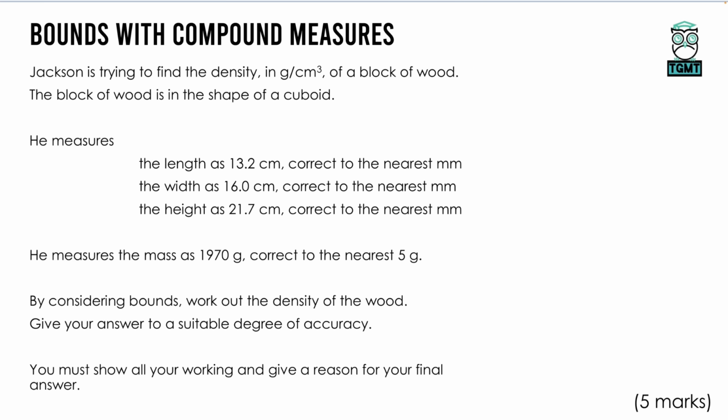So here it says we're trying to find the density of a block of wood, and the block of wood is in the shape of a cuboid. We have the length, the width and the height, and they've all been rounded to the nearest millimetre. He measures the mass as 1970, and that's correct to the nearest 5 grams. And then it says by considering bounds.